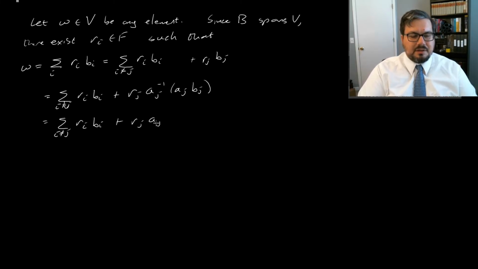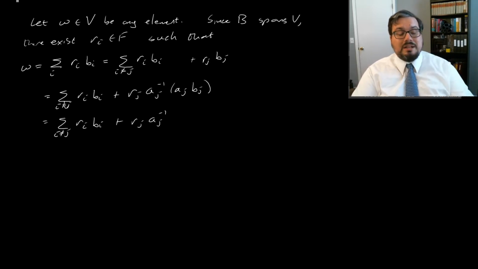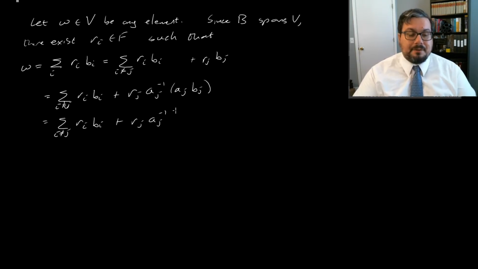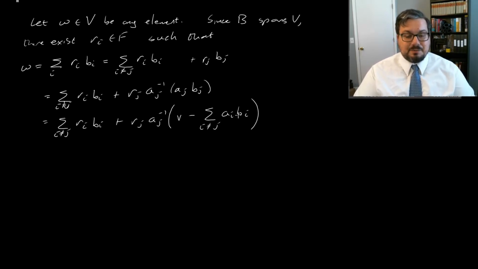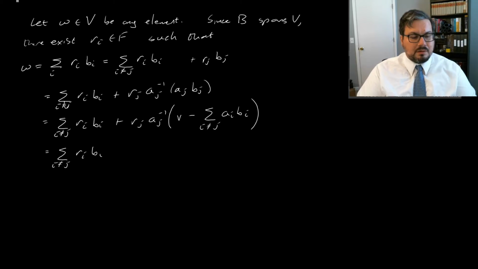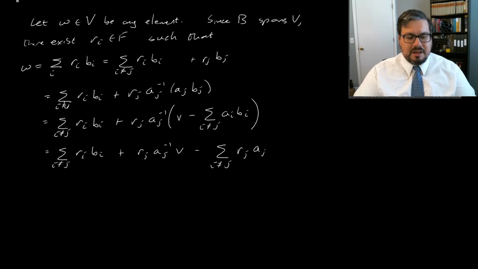And the reason why we want to do this is because Aj times Bj is one of the terms in the expansion of V. And so Aj Bj is equal to V minus the sum of the Ai Bi's for i not equal to j. So V is equal to this whole sum, including all the i's. And so if we subtract off all the ones except j's, we would get the jth product here, Aj Bj. So expanding this out, we get Rj Aj inverse times V minus the sum i not equal to j of Rj Aj inverse Ai Bi.